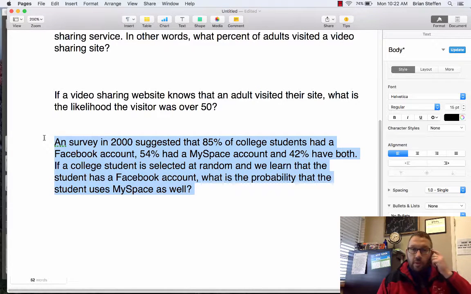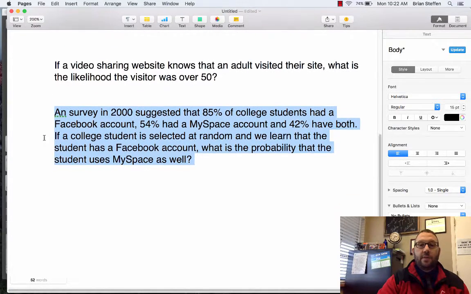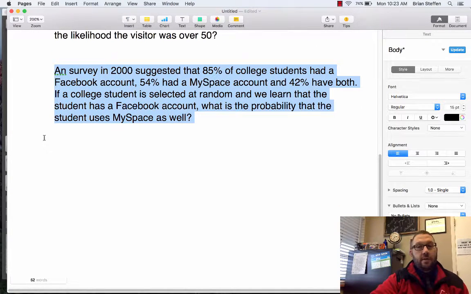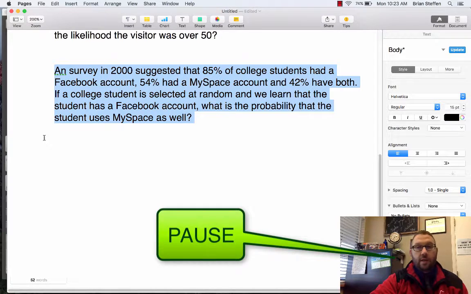A survey in 2000 suggested that 85% of college students had a Facebook account, 54% had a MySpace account, and 42% have both. If a college student is selected at random and we learn that the student has a Facebook account, what is the probability that he uses MySpace as well? So what I'm going to do, and again, you might want to just pause, jot this information down, and then hit play again to see how this translates into what I'm going to write down and how I'm going to solve this problem. Okay?